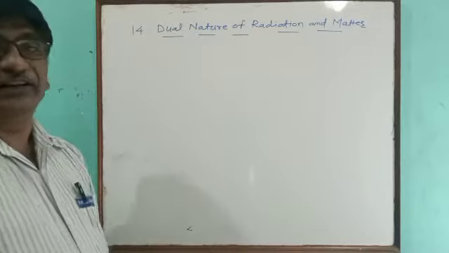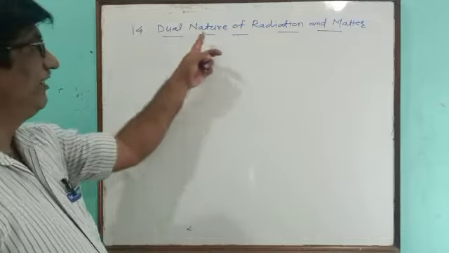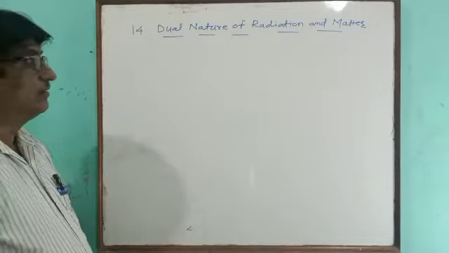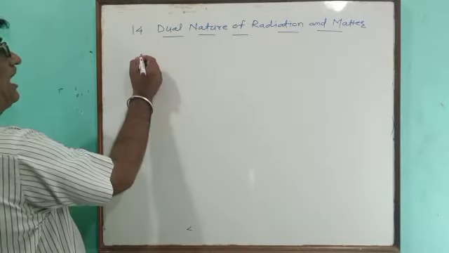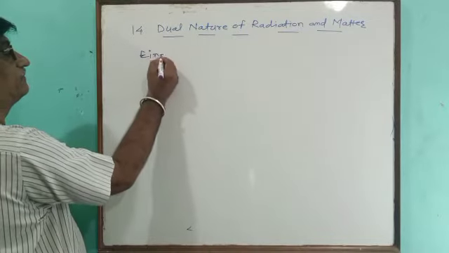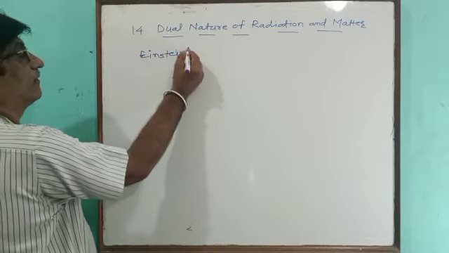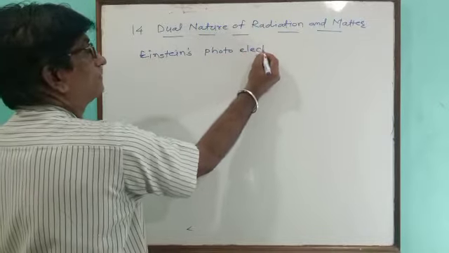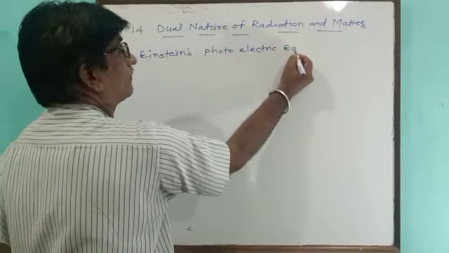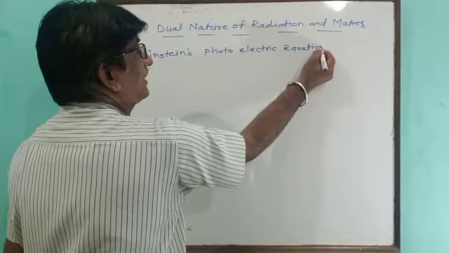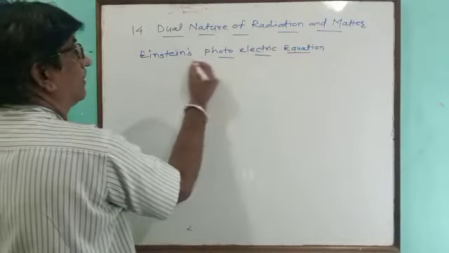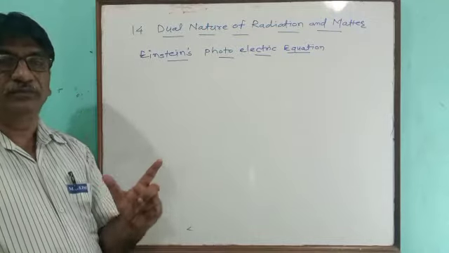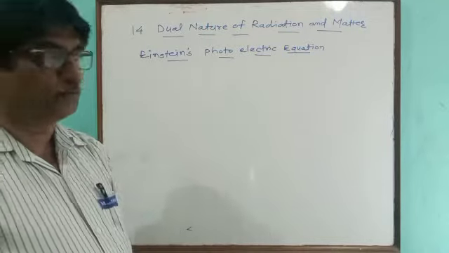Today we have seen chapter number 14, Dual Nature of Radiation and Matter. First, we have seen Einstein's photoelectric equation. The scientist Albert Einstein gives a clue from Planck's quantum theory.